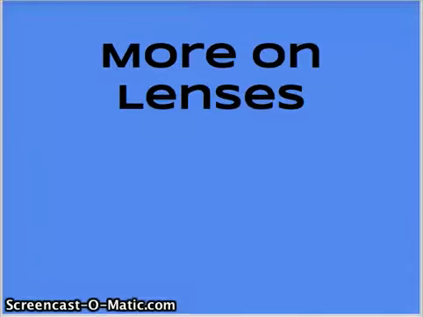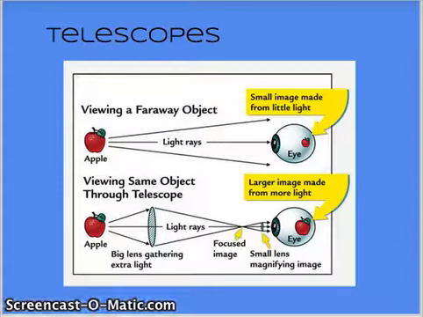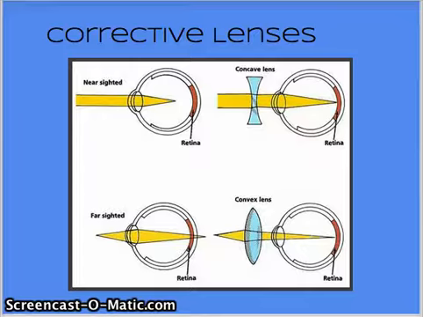A little bit more on lenses. Here is how lenses might appear in telescopes. Notice these apples are the same. Here are the light rays coming to the eye, and because only this small part is making it, the apple appears very small as an image. Same size apple. Through a lens, it bends the light, and now we have a new focal point. All parts of the light are making it to the eye, and we see a larger image.